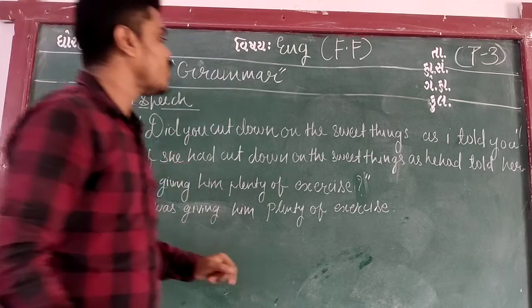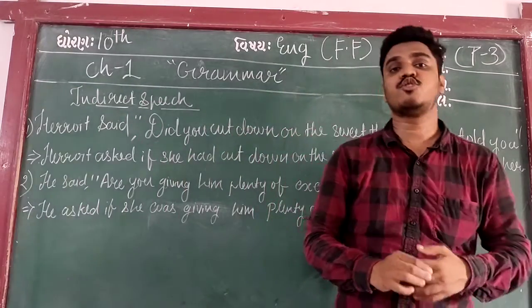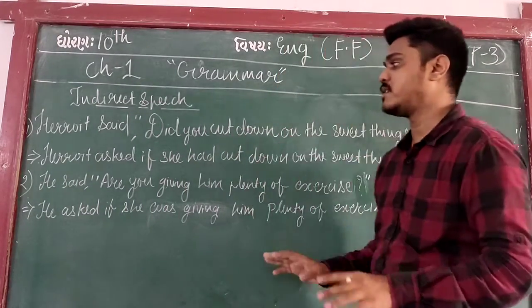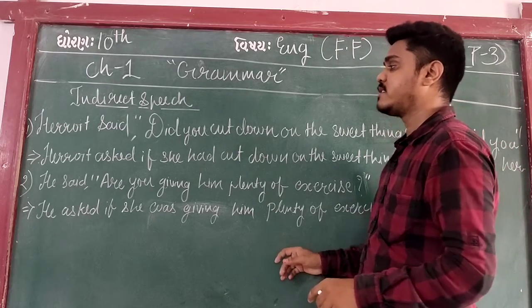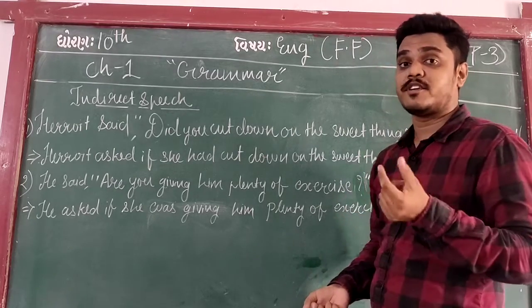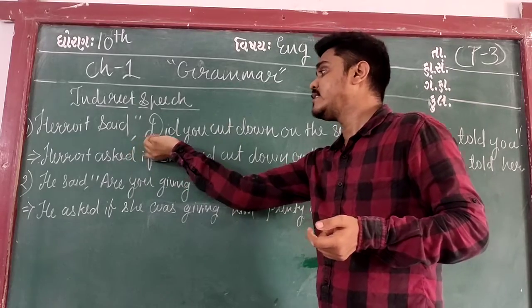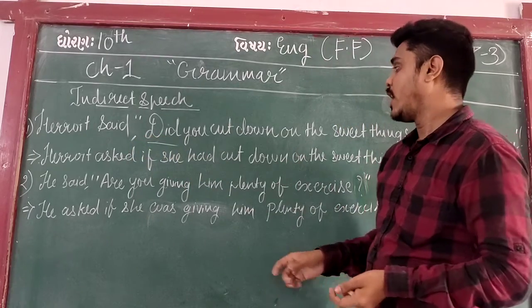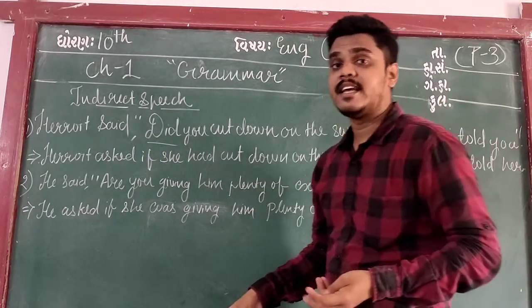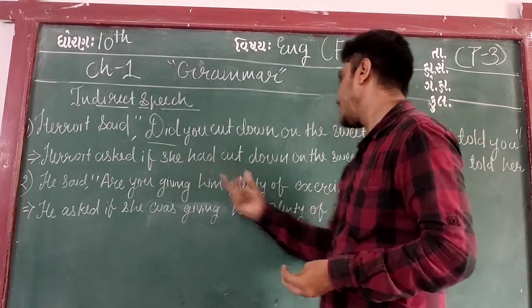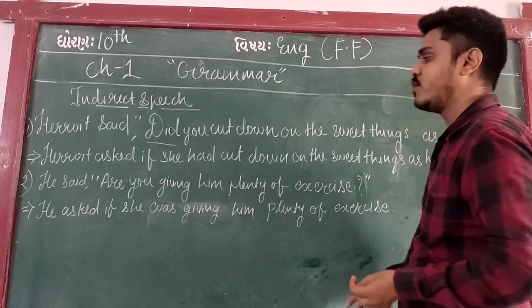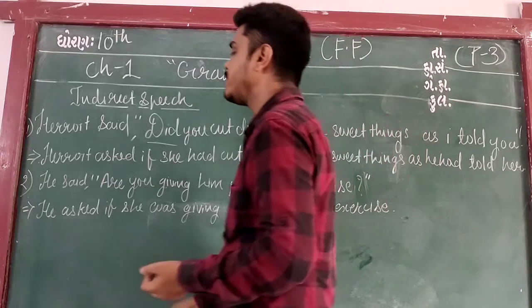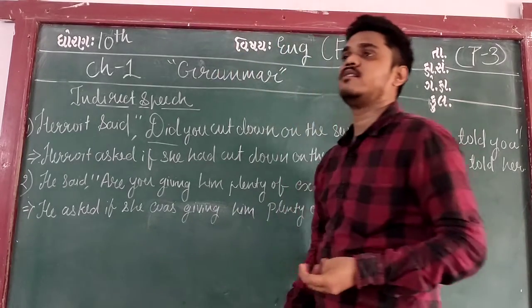Got it? First of all, you have to understand that it is not a continuous sentence, it's a simple sentence. Here "did" is there. Since the question starts with "did", you have to change it to "had cut" or "had told". Got it? Now we have the second example.